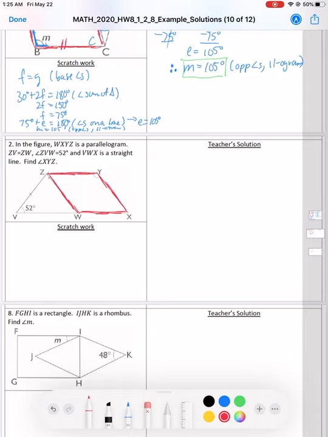It says that ZVW is 52 degrees, which is what we have here, and WVX is a straight line. Okay, so we can probably use angles on a line. We need to find XYZ, which is this one right here. I need this angle here, so I'm going to actually highlight it in blue this way. Okay, that's what I'm going for, is this angle right here.